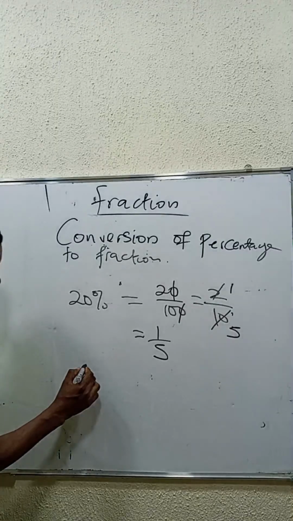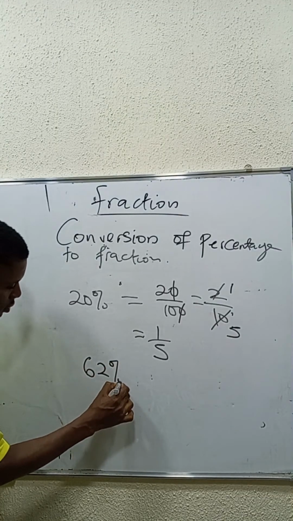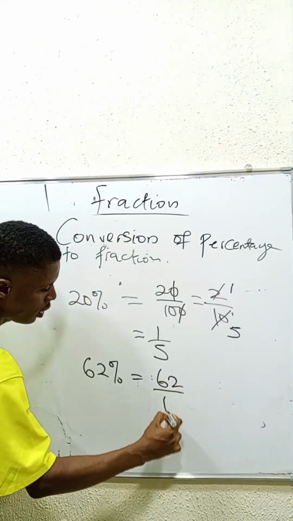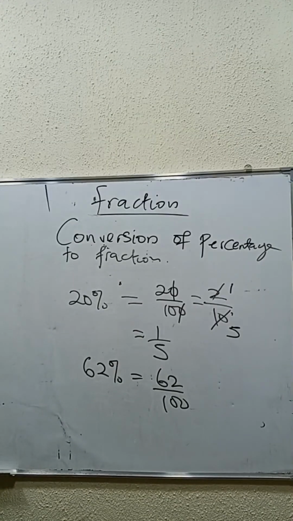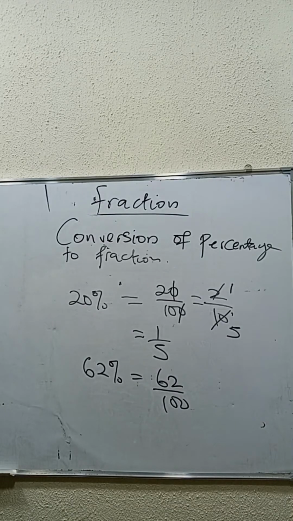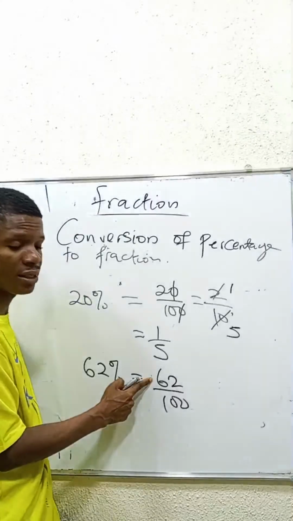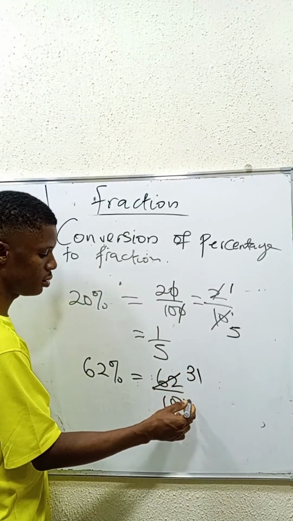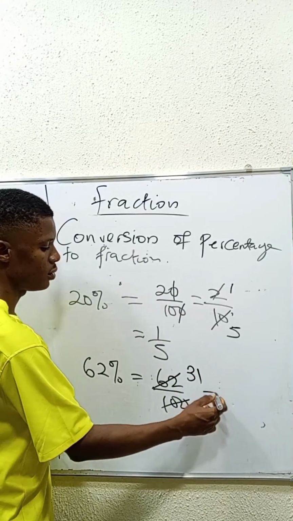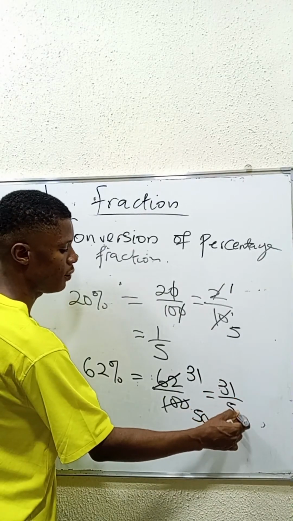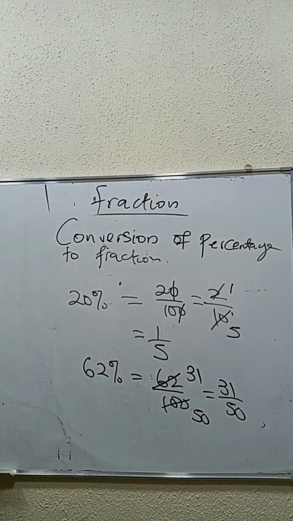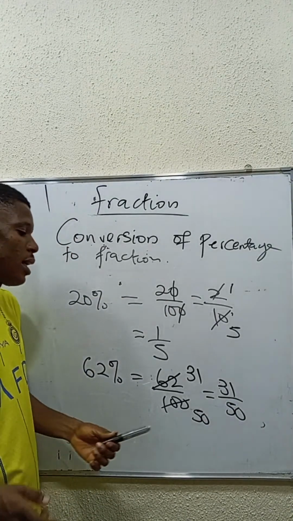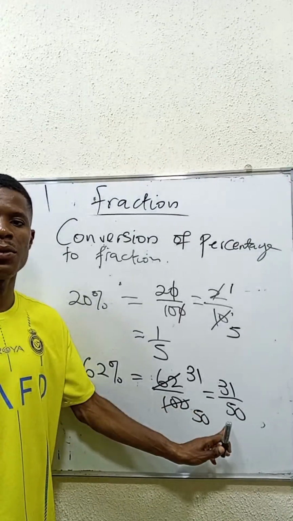So let's look at the next one, 62%. This is 62 over 100, right? You have to divide the top and bottom number by their common factor, which is 2, because 2 can divide 62 and 2 can divide 100. 2 divides into 62 to give 31, and 2 divides into 100 to give 50. So the answer becomes 31 over 50. That's the answer, because there is no other number that can divide them without any remainder aside from 1.